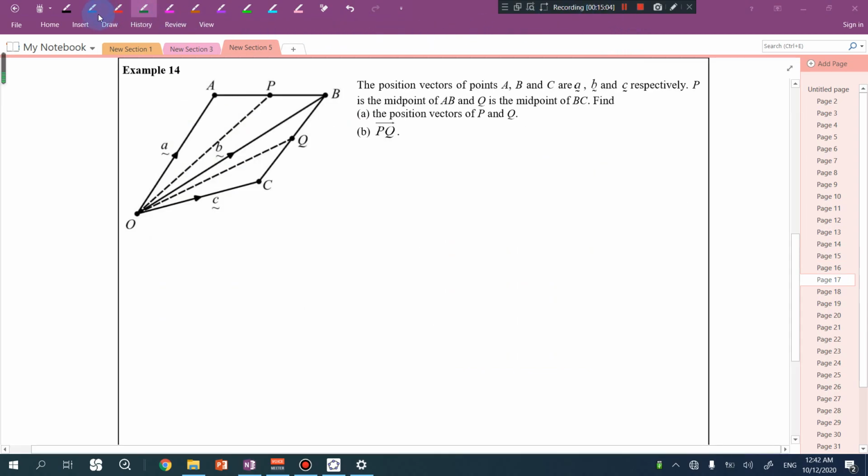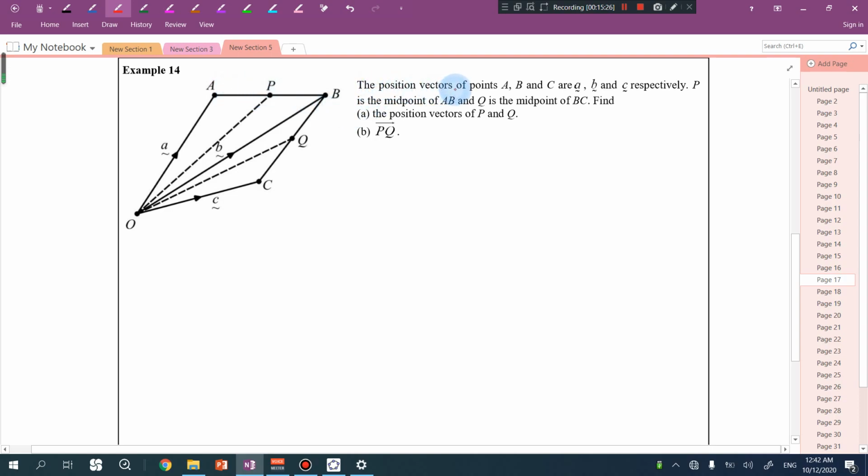Okay, now let's try this example 14. I will always suggest that after you read the questions, you transfer all the important information onto the diagram using a pencil, so it will be easier for you to solve the questions. We use pencil because if you write wrongly, it's very easy to erase it.